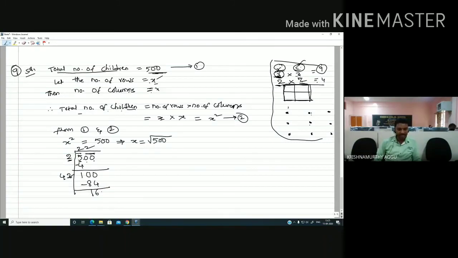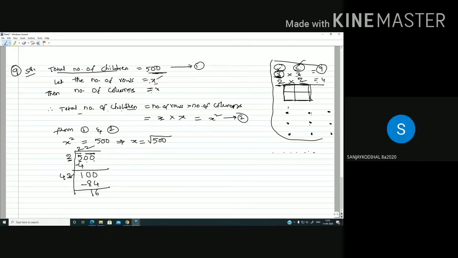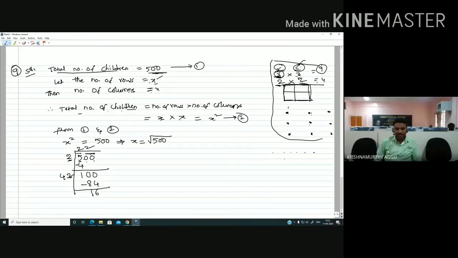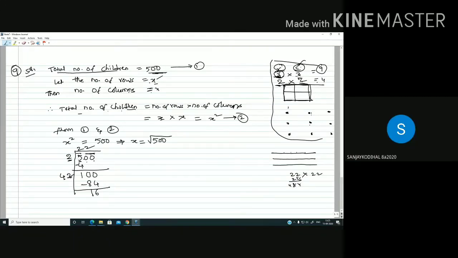If you are arranging, one row will be 22, one column also 22. So in each row we have 22 students and in each column also 22. Total number of students will be 22 into 22. Is how much? 484.